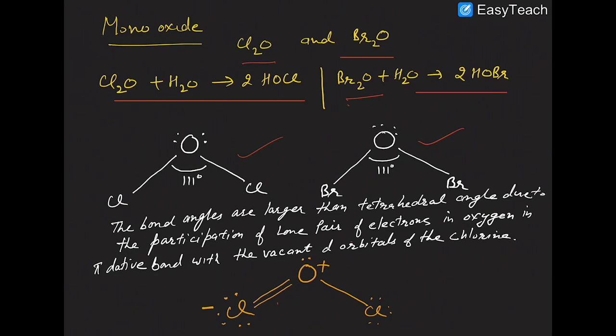Are you sure about that? Because it is sp3 hybridized, the bond angle should be 109, but here the bond angle is 111. Why? Because of the dative bonding, p pi d pi bonding. What is happening? The bond angle increases because there will be more repulsion between a pi bond and a sigma bond in comparison to two sigma bonds. If there are two sigma bonds only, the repulsion between them will be less. But if there is one pi bond and one sigma bond, then the repulsion between the two will be more.